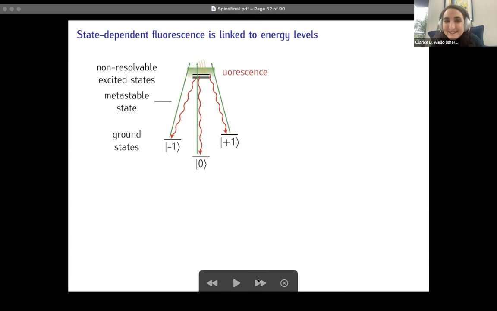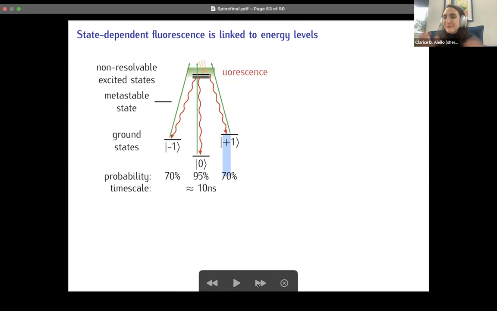This process occurs with a probability that is smaller than 100%. If you start in state zero, 90% of the time this is what happens: you shine light, and it fluoresces back. But if you are in state -1 or +1, this process of fluorescing happens only with 70% probability. So where is the missing probability? What are the other 30% of the cases?